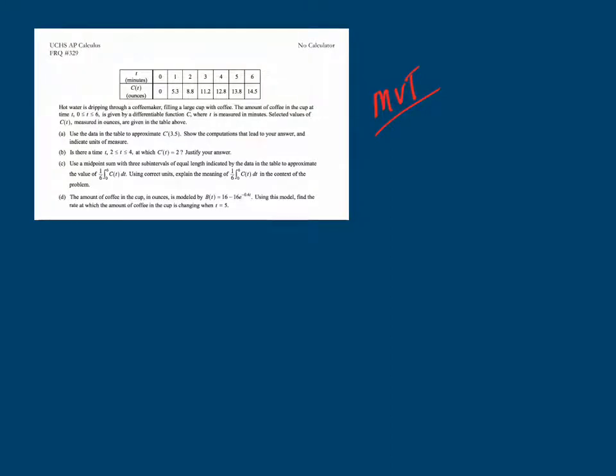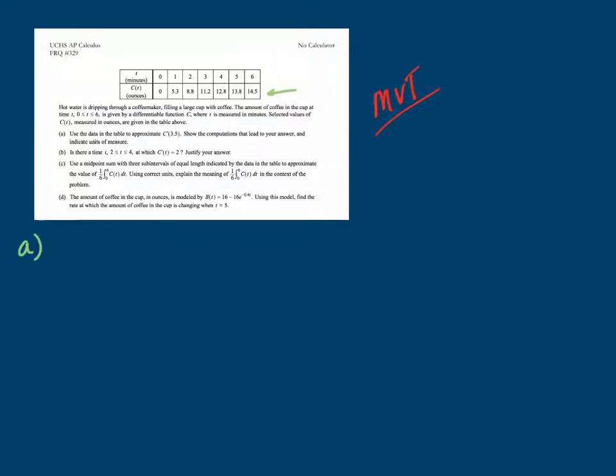Okay, so let's look at the question. We got hot water dripping through a coffee maker, filling a cup with coffee. So this is how much coffee's in the cup at time t minutes. So that's the data. Now A says use the data in the table to approximate C prime of 3.5. Show the computations that led to your answer and indicate units of measure.